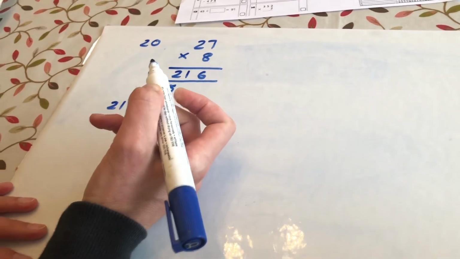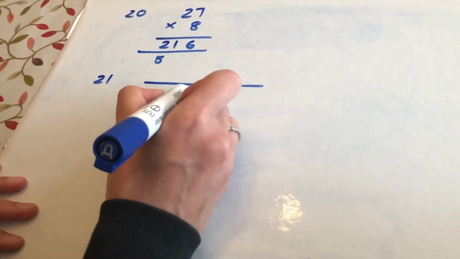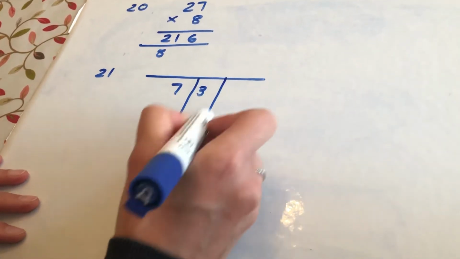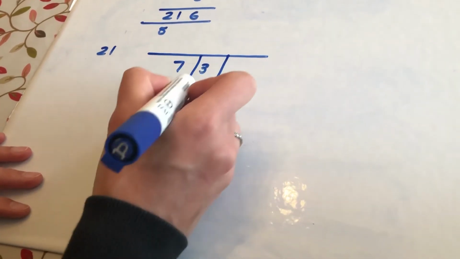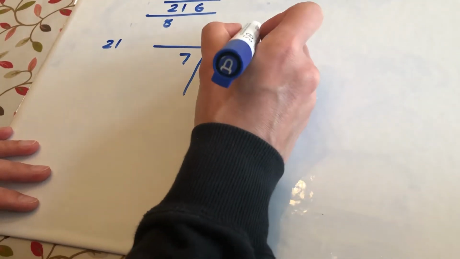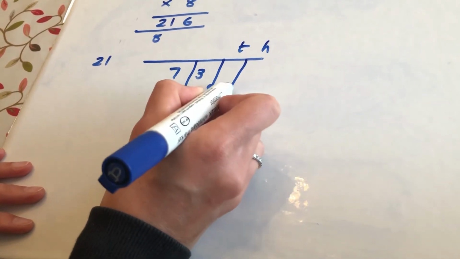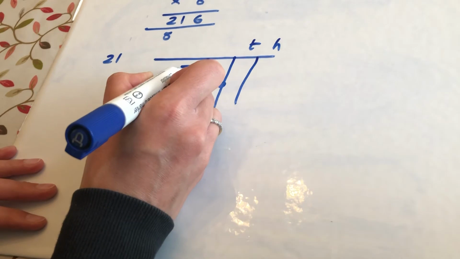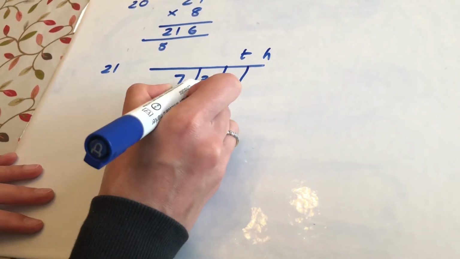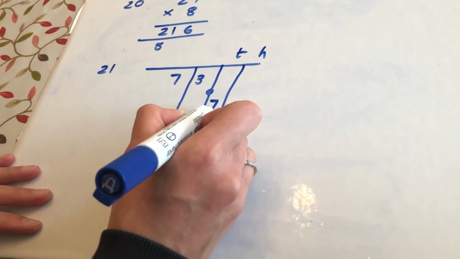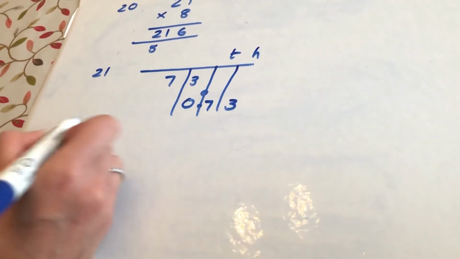Question 21. 73 divided by 100. Here's my place value grid. Here's my decimal point. If I'm going to divide it by 100, each digit needs to move 2 jumps, because it's divided by 100, 2 jumps to the right. So my 7 tens are going to go into the ones and then into the tenths. My 3 ones are going to go into the tenths and then into the hundredths, giving me 0.73.